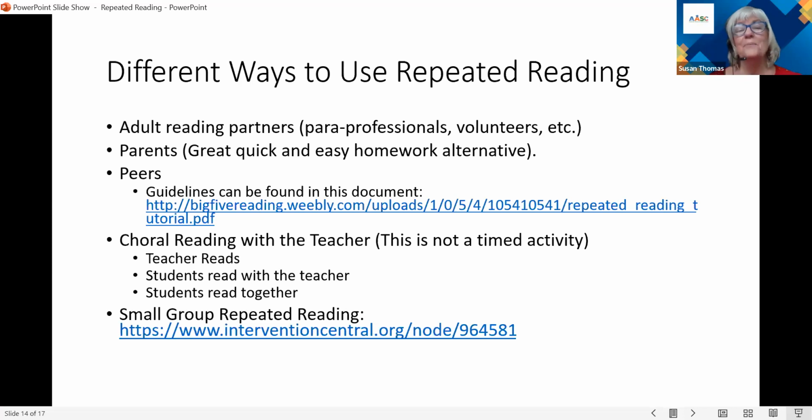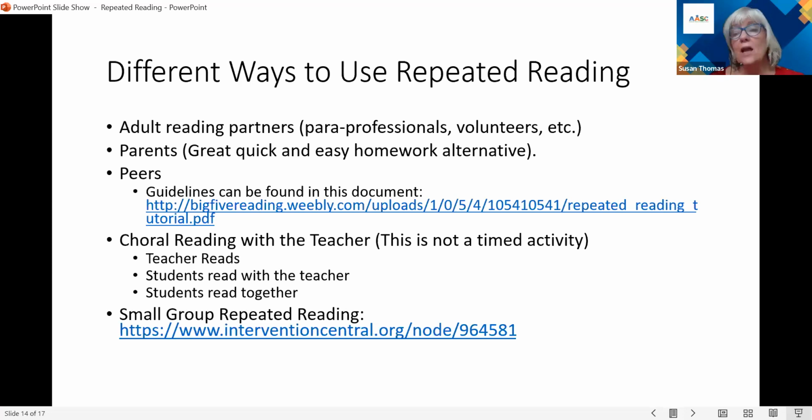And so having some volunteers, I've had some places where older students, we actually train them to be able to come and do that. One year there was a service learning project at our middle school. They were coming down to our elementary school for service learning, and I trained some of those students to do this, and it worked out great.